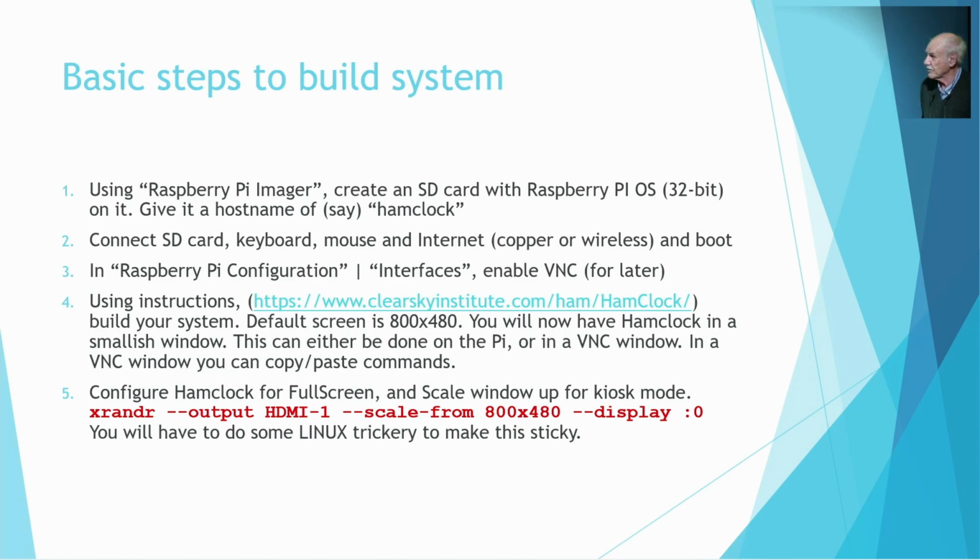Then you've got to configure HamClock for full screen and scale it. So you have to use all these xrandr commands to scale your screen up from the default resolution. And to save you having to type that every time you switch it on, you've got to do some trickery inside Linux to make it do those commands when you power up. Again, it's mentioned in the instructions, but it's not 100% clear how it works. And of course, it's different on every Linux system, just subtly different.